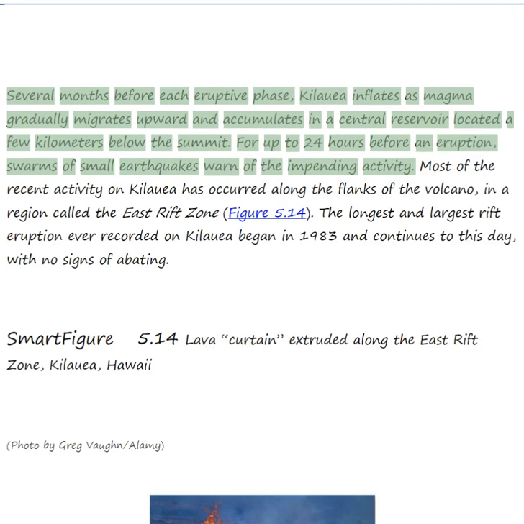Several months before each eruptive phase, Kilauea inflates as magma gradually migrates upward and accumulates in a central reservoir located a few kilometers below the summit. For up to 24 hours before an eruption, swarms of small earthquakes warn of the impending activity.